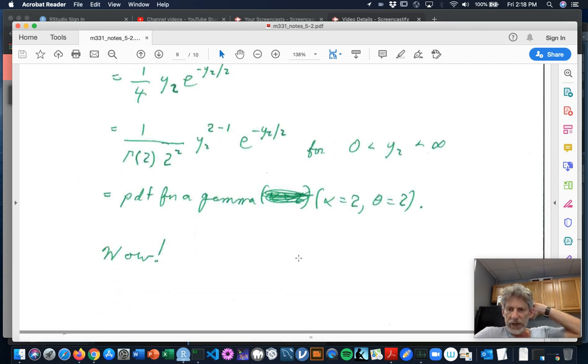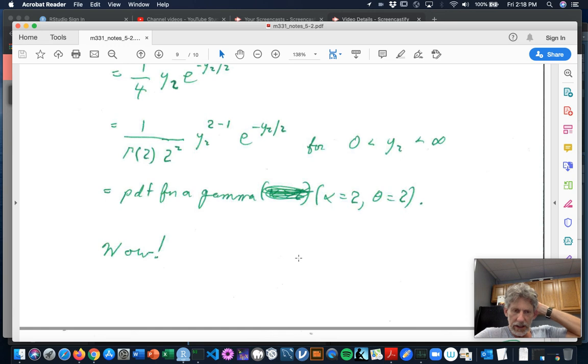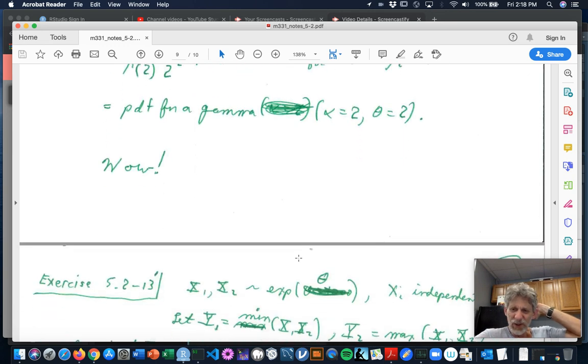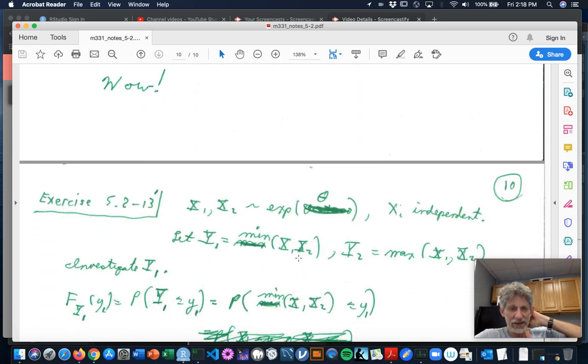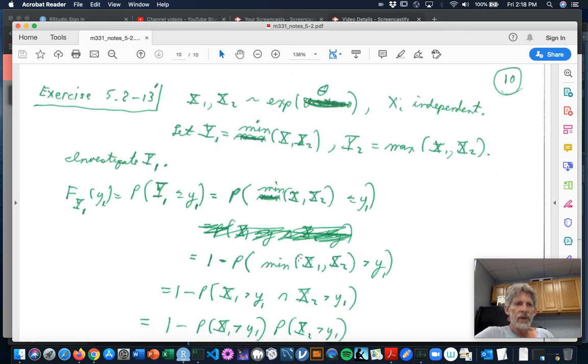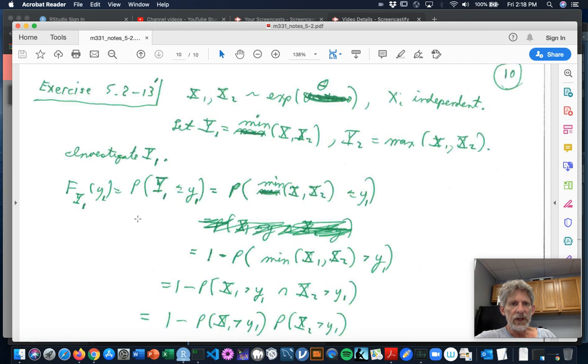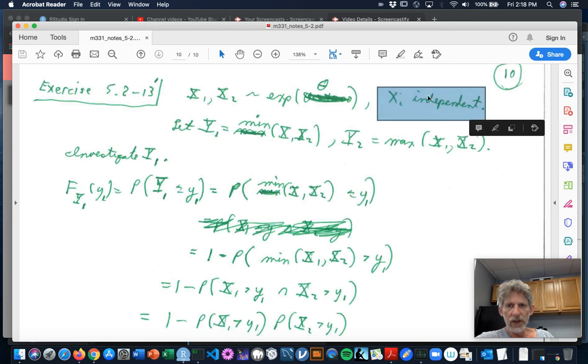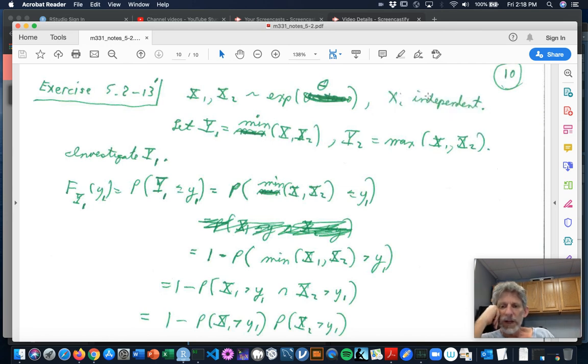Okay, so we used the change of variables technique again for that one. I need to do a CDF technique sometime. So let me try number 13. In number 13, you've got yourself two exponential theta random variables, and they're independent of each other. And just for excitement, let's use it to model some real life situation. Say you've got a machine that has two components, okay?